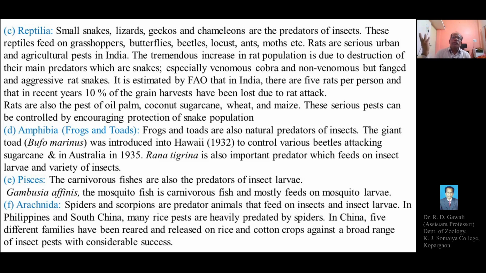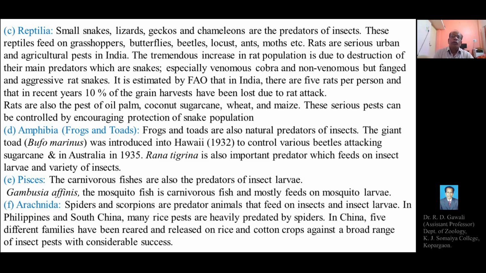So this is a common practice to grow carnivorous fish like the mosquito fish, Gambusia affinis, intentionally for the purpose of control of mosquito larvae, or for the control of malaria in the past.